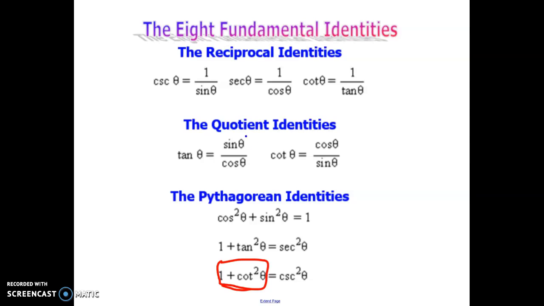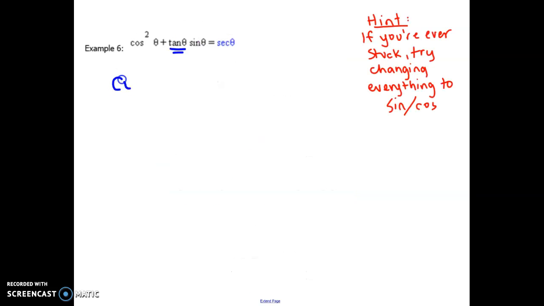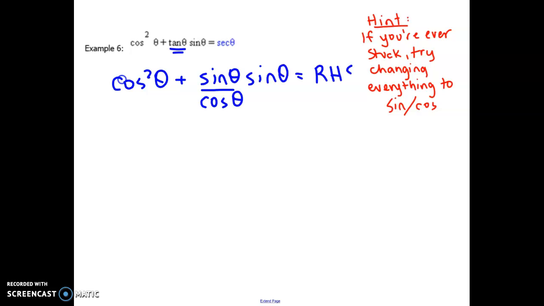All right, so let's look at our more complicated side here. I see that I have tan, and we can change tan into sine over cos. So I'm going to start by taking tan and saying that that's sine theta over cos theta, and that's also multiplied by another sine theta, and that's going to equal the right-hand side, or secant. Okay, so in this case, it's no quicker to say right-hand side than secant.